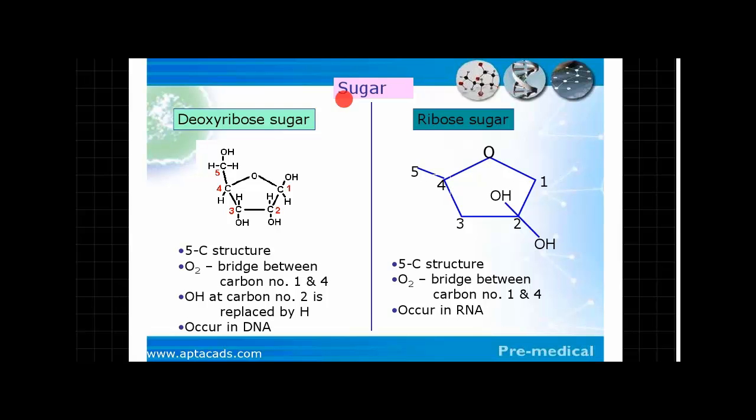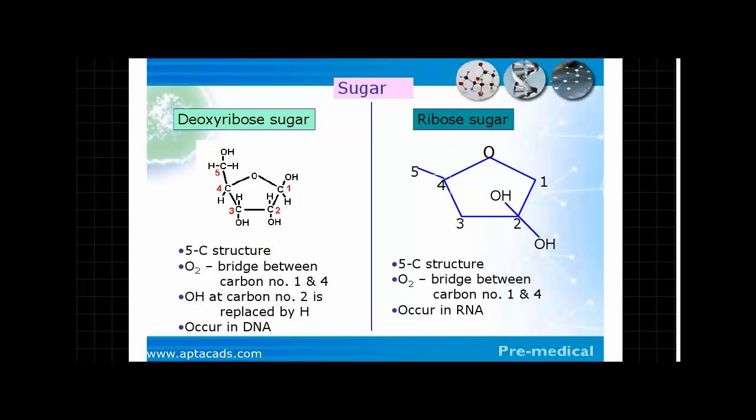There are two forms of sugar. One is deoxyribose sugar, second is ribose sugar. Deoxyribose sugar occurs in case of DNA and ribose sugar occurs in case of RNA. So first let's talk about deoxyribose sugar. Now deoxyribose sugar is a 5 carbon structure.